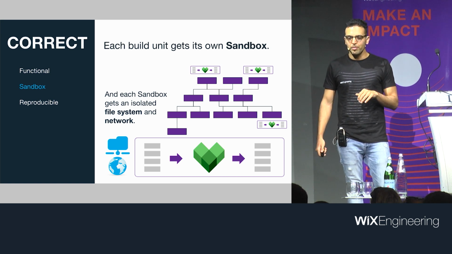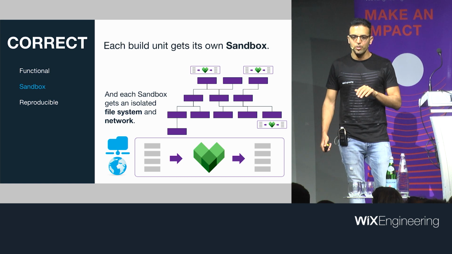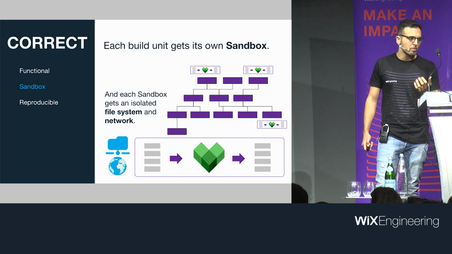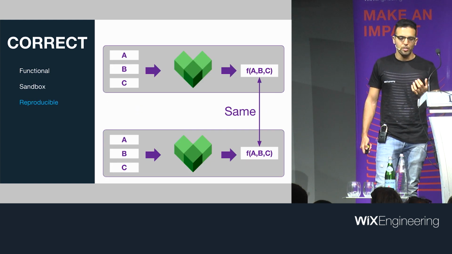To make sure that the build is very hermetic, Bazel disables by default access to the internet, for instance, or access to a shared file system. So that really promises that the builds of Bazel are reproducible and correct.